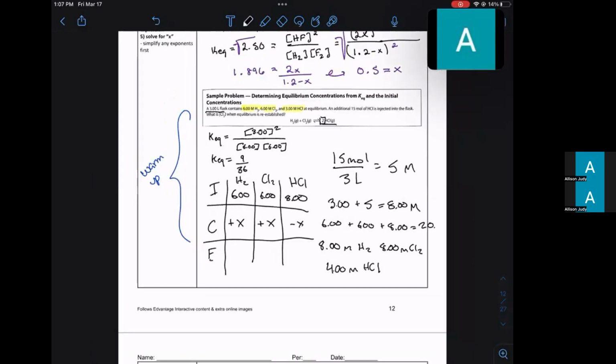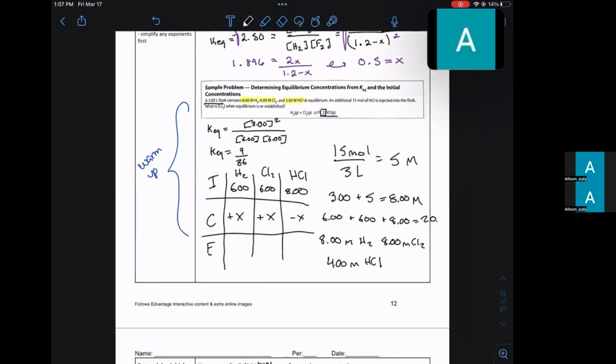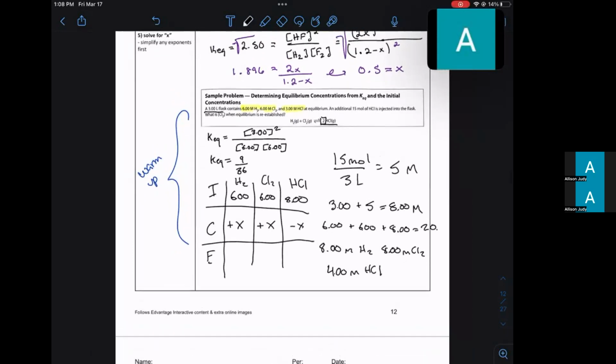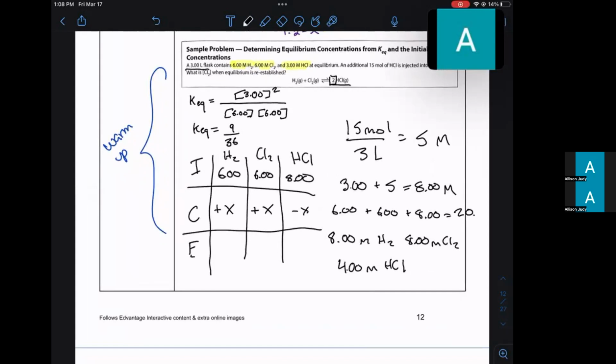Wait, so you should probably not be basing what you're doing on my math because I'm not sure I'm right, but. And you did an ice table and you did it properly? I did it based on the KEQ. I also did it based on the KEQ.